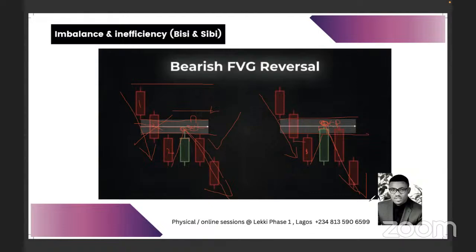In pushing the price downwards, our take profit area is the next swing point. I will show you that in the live market.